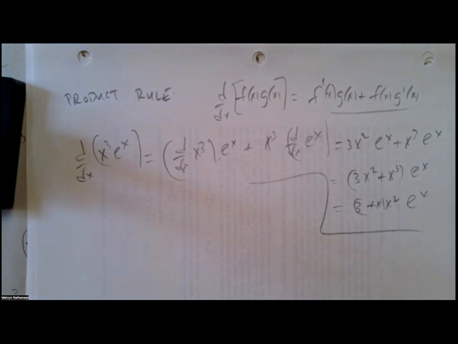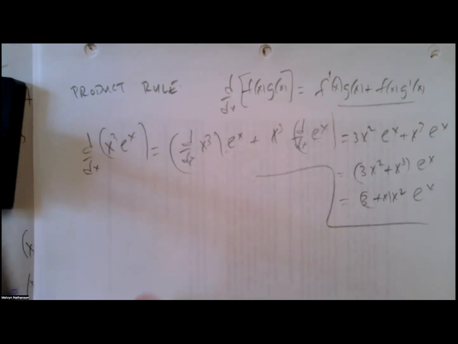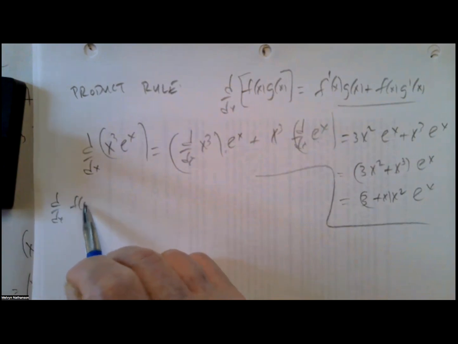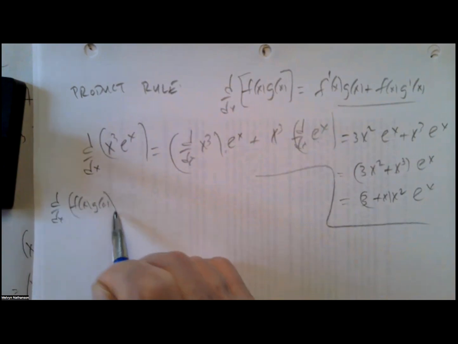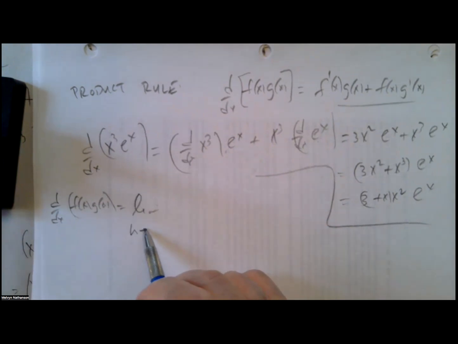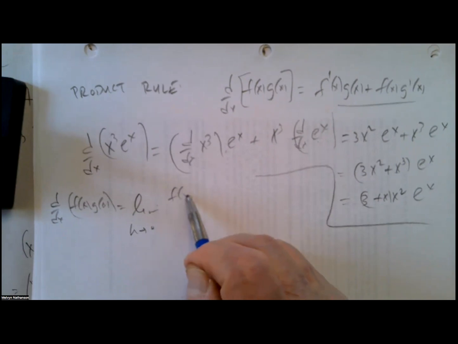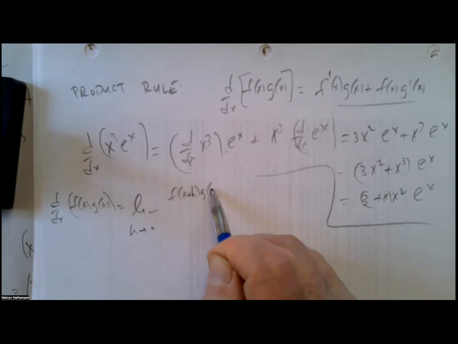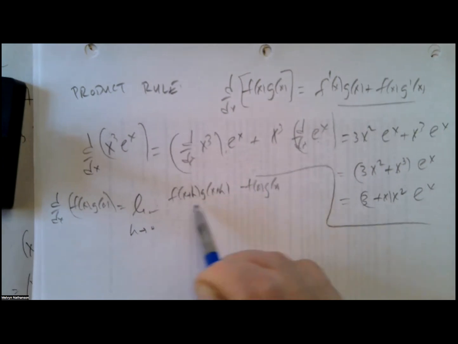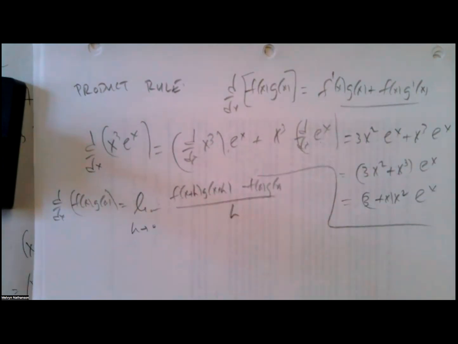How do we prove the product rule? These things aren't made up. They somehow come out naturally from the definition. So the derivative with respect to x of f of x, g of x, this is by definition the limit as h goes to 0 of f of x plus h, g of x plus h, minus f of x, g of x over h. That's the definition of the derivative.